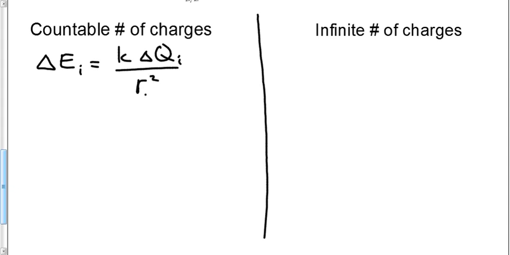Now we're using a point charge equation because that little piece of charge is treated as a point charge. Now in calculus, you don't use deltas, you use the other version of a delta, which is a d, but everything else is pretty much the same kind of expression. So it's k and then dq and then r squared as well.